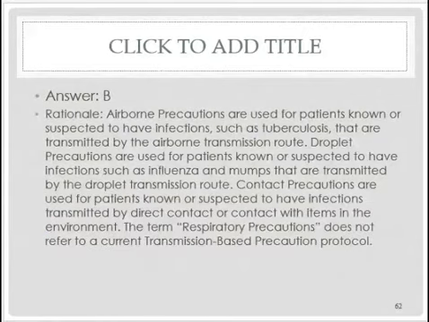The answer is B. Airborne precautions are used for patients known or suspected to have infections such as tuberculosis that are transmitted by the airborne transmission route. Droplet precautions are used for patients known or suspected to have infections such as influenza and mumps that are transmitted by the droplet transmission route. Contact precautions are used for patients known or suspected to have infections transmitted by direct contact or contact with items in the environment. The term respiratory precautions does not refer to a current transmission-based precaution protocol.